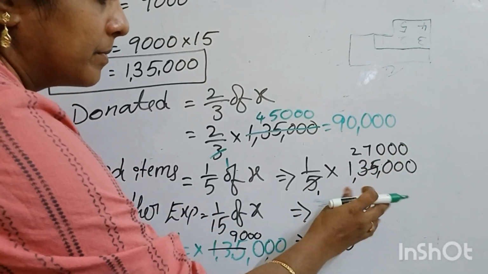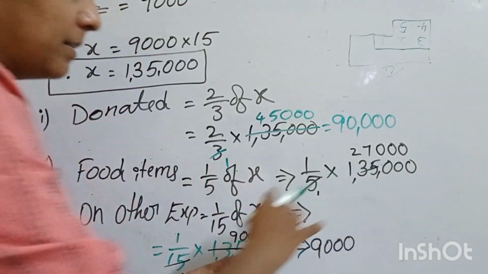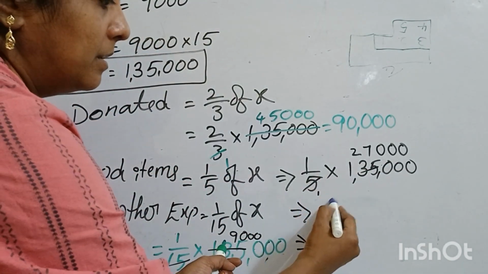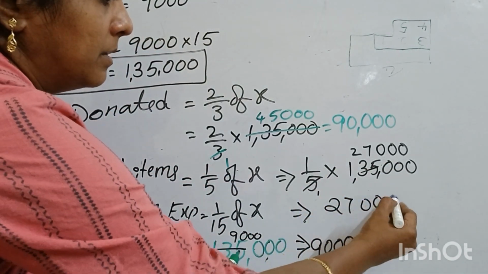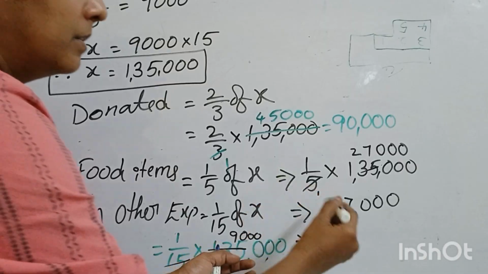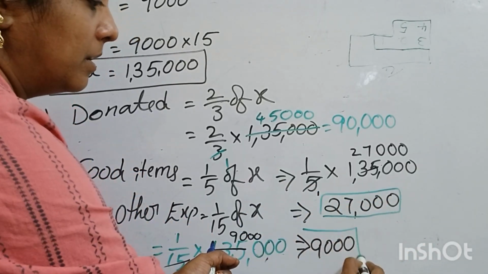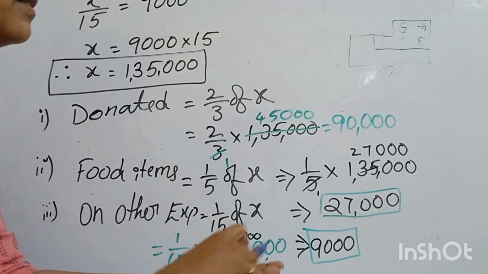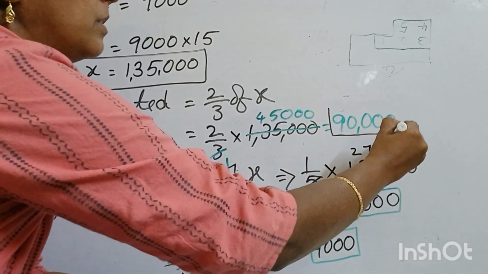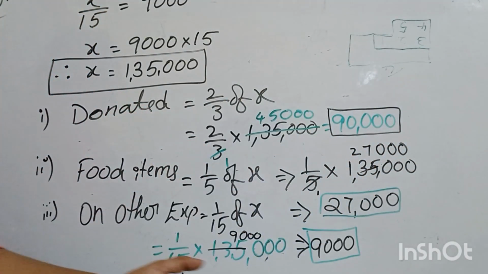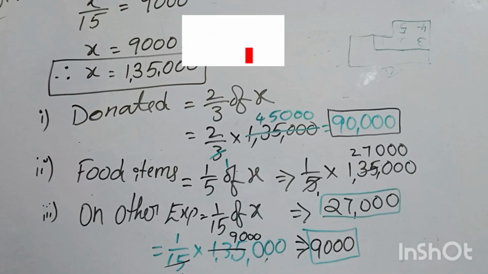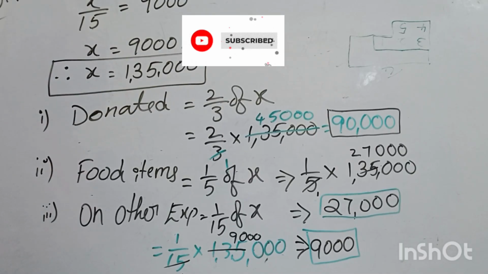Wait, I'll write once again. How much is it? 27,000. Yes, this is on food items. This is on other expenses. And this 90,000 is on the NGO. Clear? Once check the cancellation part and all, children.